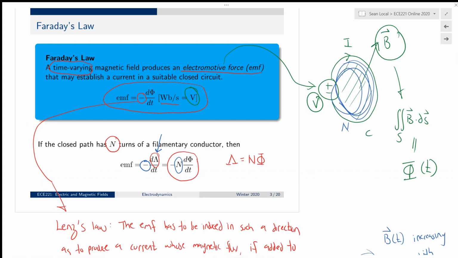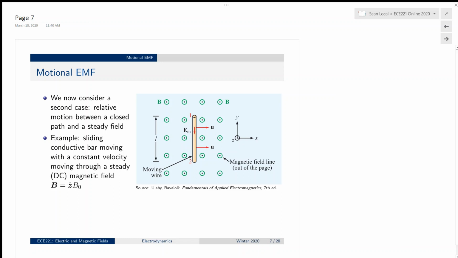So moving forward here, the motional EMF arises from relative motion between a closed path and a steady field. This is very different from the transformer case because, at least for the time being, when we're considering the definition of motional EMF, we will assume the B field to be static. It is not time varying. Instead, the time varying nature of the problem arises from motion of the path within the static B field.